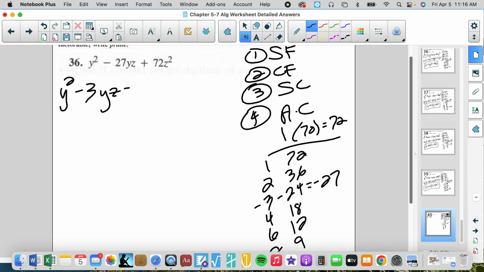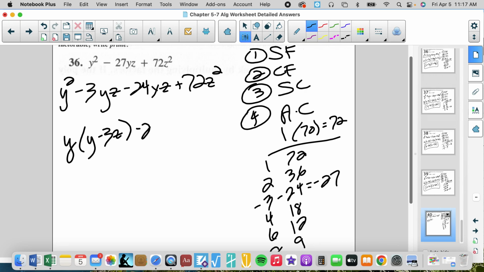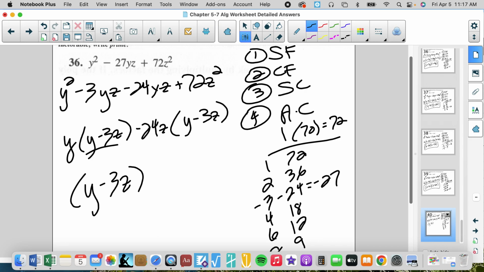3yz minus 24yz plus 72z squared. Factor out a y, you get y minus 3z. Factor out a negative 24z, and you get y minus 3z. Y minus 3z, because they have that in common. If you pull that out, you're left with y minus 24z.